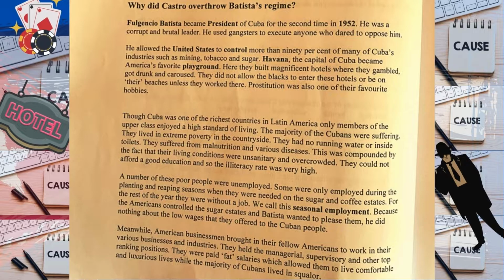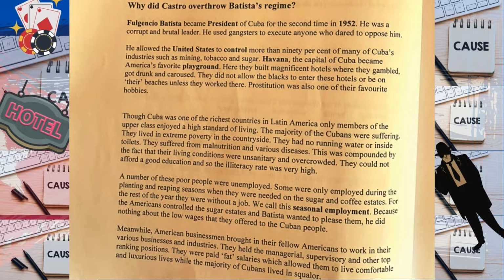They had no running water or inside toilets. They suffered from malnutrition and various diseases. This was compounded by the fact that their living conditions were unsanitary and overcrowded. They could not afford a good education, and as such, the illiteracy rate was very high. A lot of persons were unemployed.